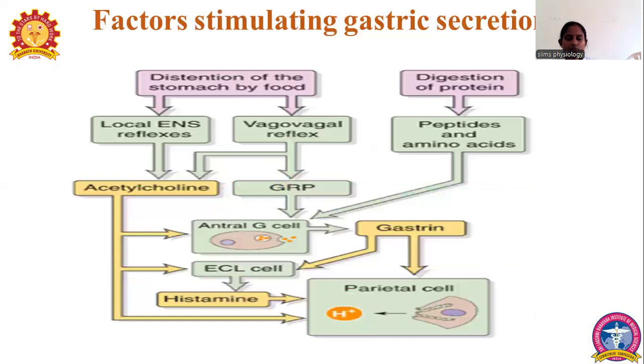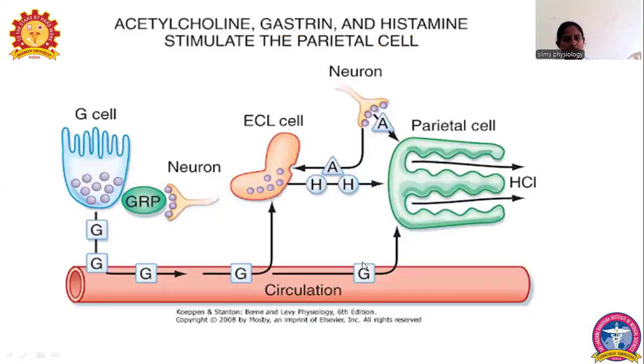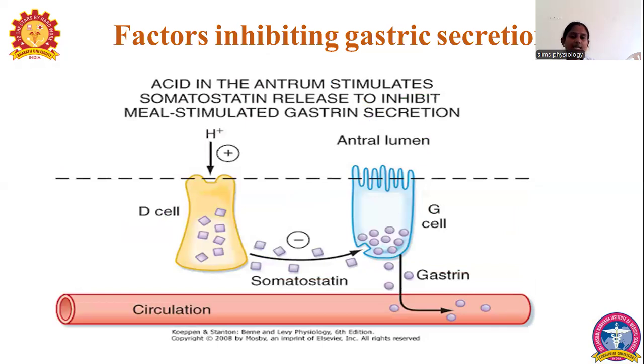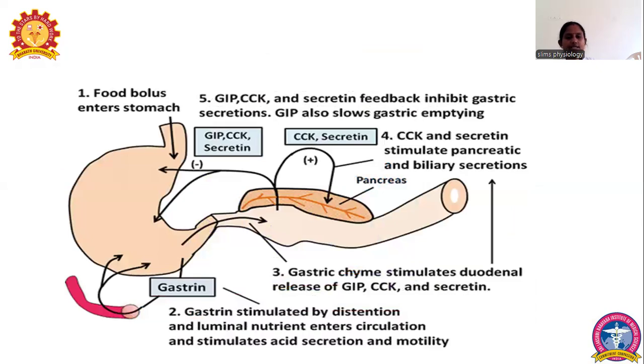So, an overview: if you check the stimulating factors, you have to think about acetylcholine, histamine and gastrin mainly. So, G cells act via the blood circulation, ECL cells in a paracrine fashion, and acetylcholine from the neuronal entity, both vagal and the ENS. Then we have the factors inhibiting gastric secretion. We have to think about somatostatin from the D cell, CCK, secretin, and GIP from the upper small intestine.